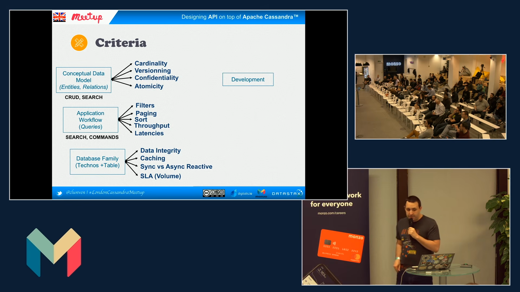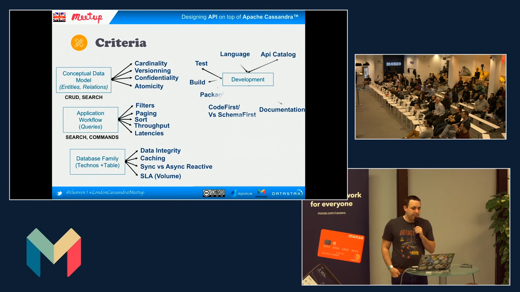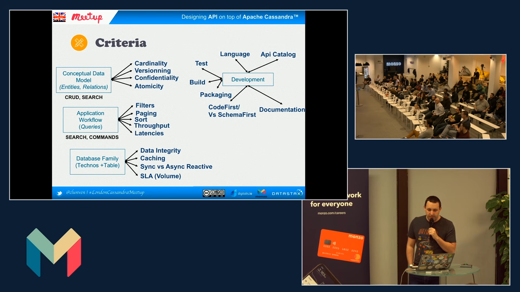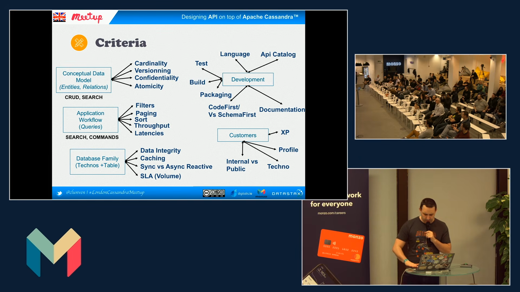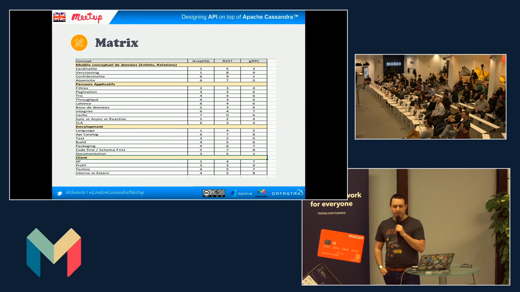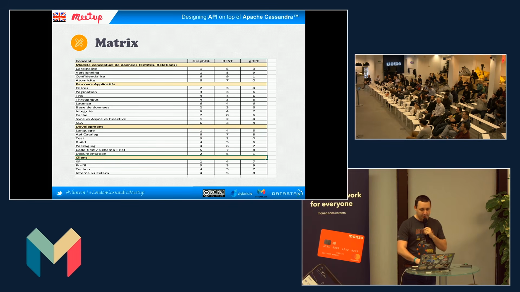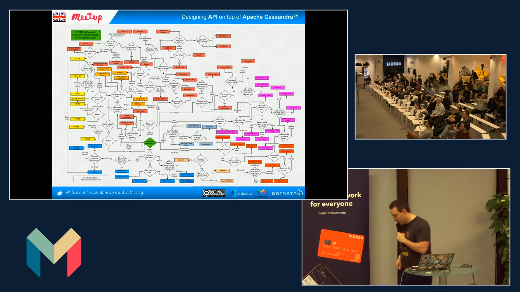What about the developers? Okay, do we need an API catalog? Which languages can my developers use? Do I need to test, build, package, document? And of course, if I know my customer or not, you can have an internal or external API. You can choose the technology. Okay. And as an old technical ivory tower architect, you will define a matrix with weights and say, oh, for that use case, this stuff is okay. And you finally get a nice decision tree.